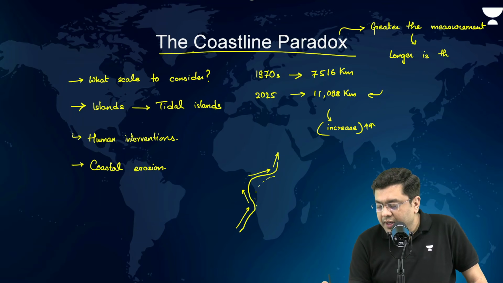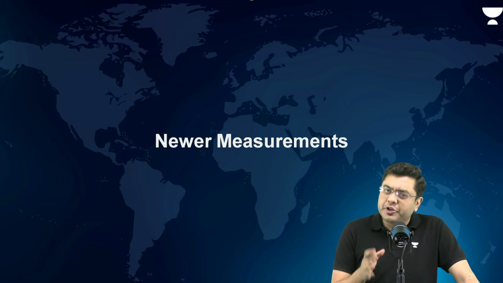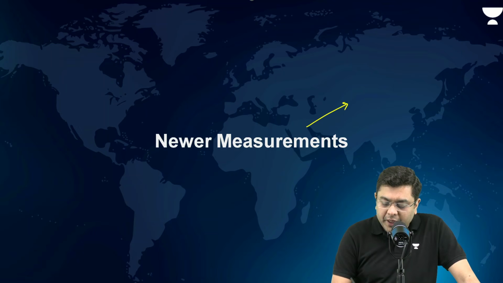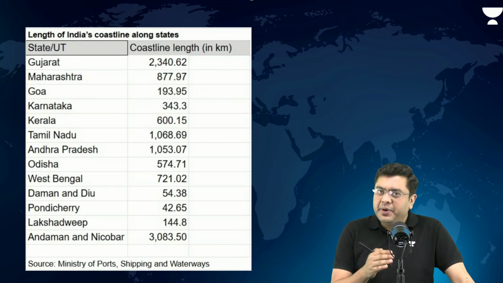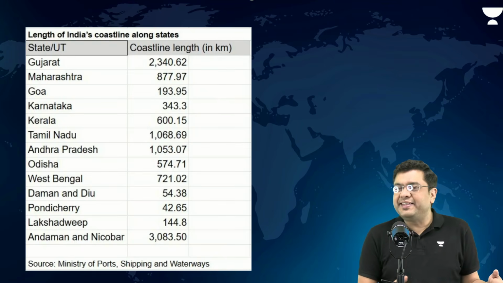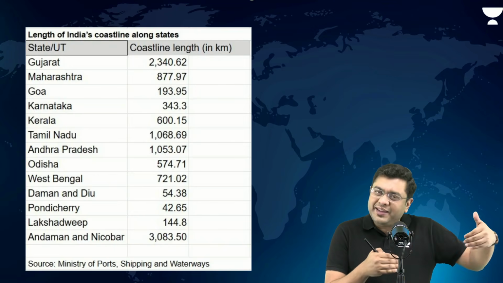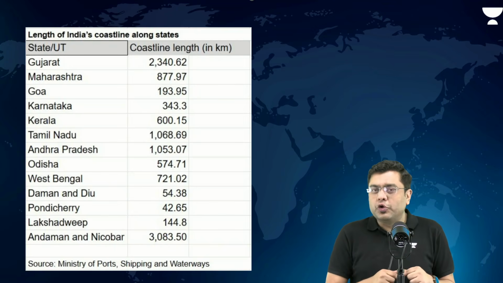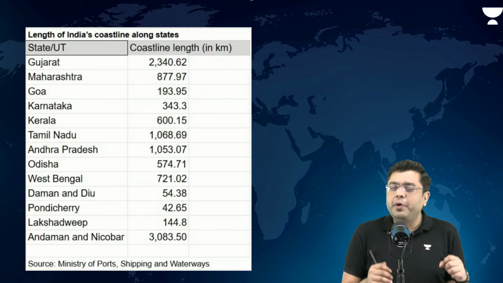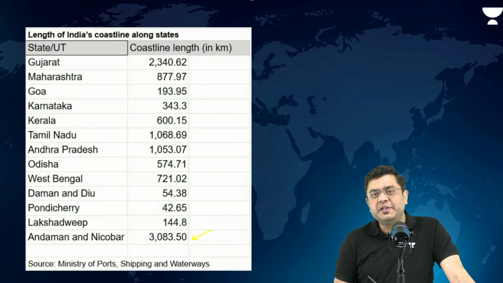Okay? Now, the numbers which have emerged after the new measurements are relevant from your prelims perspective. After the newer measurement, the numbers which have come out are basically the state-wise length of the coastline. There you will find that the greatest length of the coastline is present in the island group of Andaman and Nicobar Islands. That is close to around 3,000 kilometers.